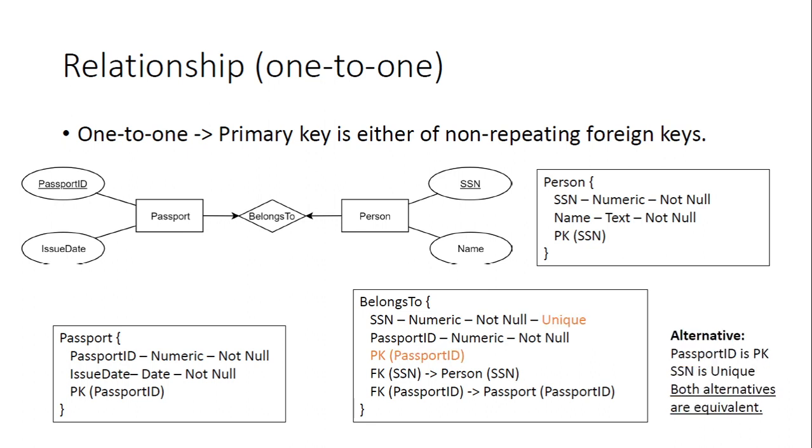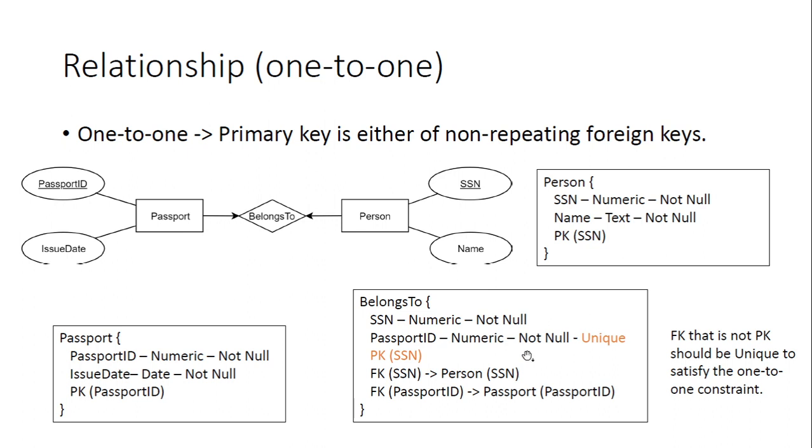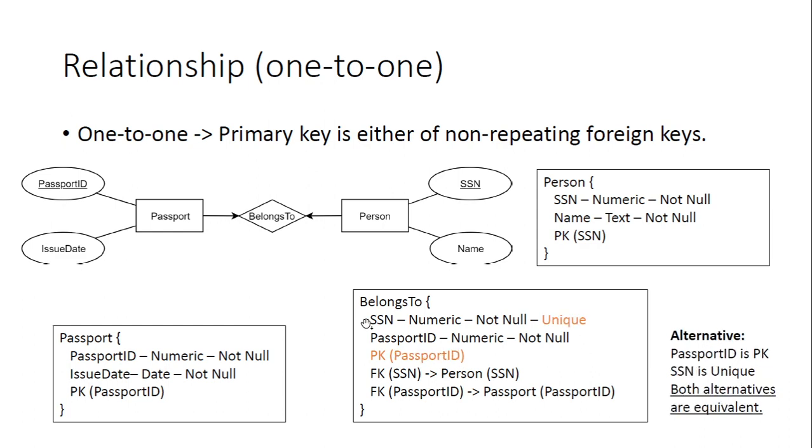And the other one is we can say, okay, passport ID is going to be the primary key, and then SSN should contain only unique values. And in this case, both alternatives are equivalent. You might choose one or the other. And sometimes according to the description of the attributes, one might make more sense. For example, in this case, maybe the SSN option is the better one, because let's say for all our users we are already using the SSN, but in terms of the database they are equivalent.